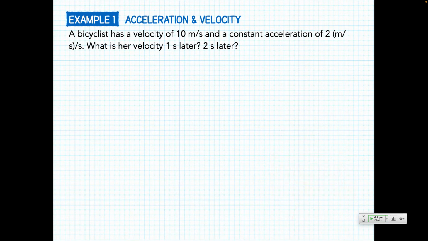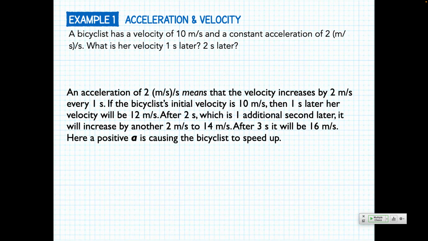So let's say a bicyclist has a velocity of 10 meters per second and a constant acceleration of 2 meters per second, which is just meters per second squared, but we're being silly. So what's her velocity 1 second later? 12. How about 2 seconds later? Yeah, so that means we're speeding up by 2 meters per second every second. That's all that means. So here's a long thing that just says that, if you like reading instead of hearing. Lots of different learning styles.